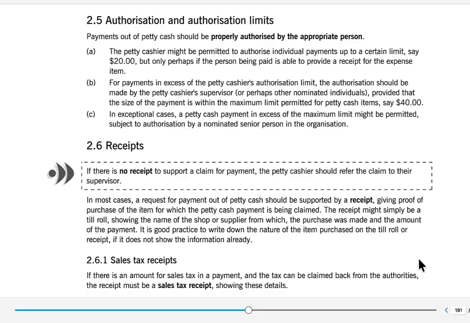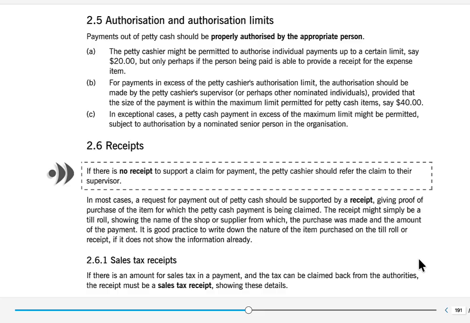Step 1. Someone wants petty cash for a small business expense. Step 2. They must provide a receipt or explain what they need the money for. Step 3. A petty cash voucher is prepared. The voucher shows details like what the payment is for, the amount, the date, who is receiving the cash.